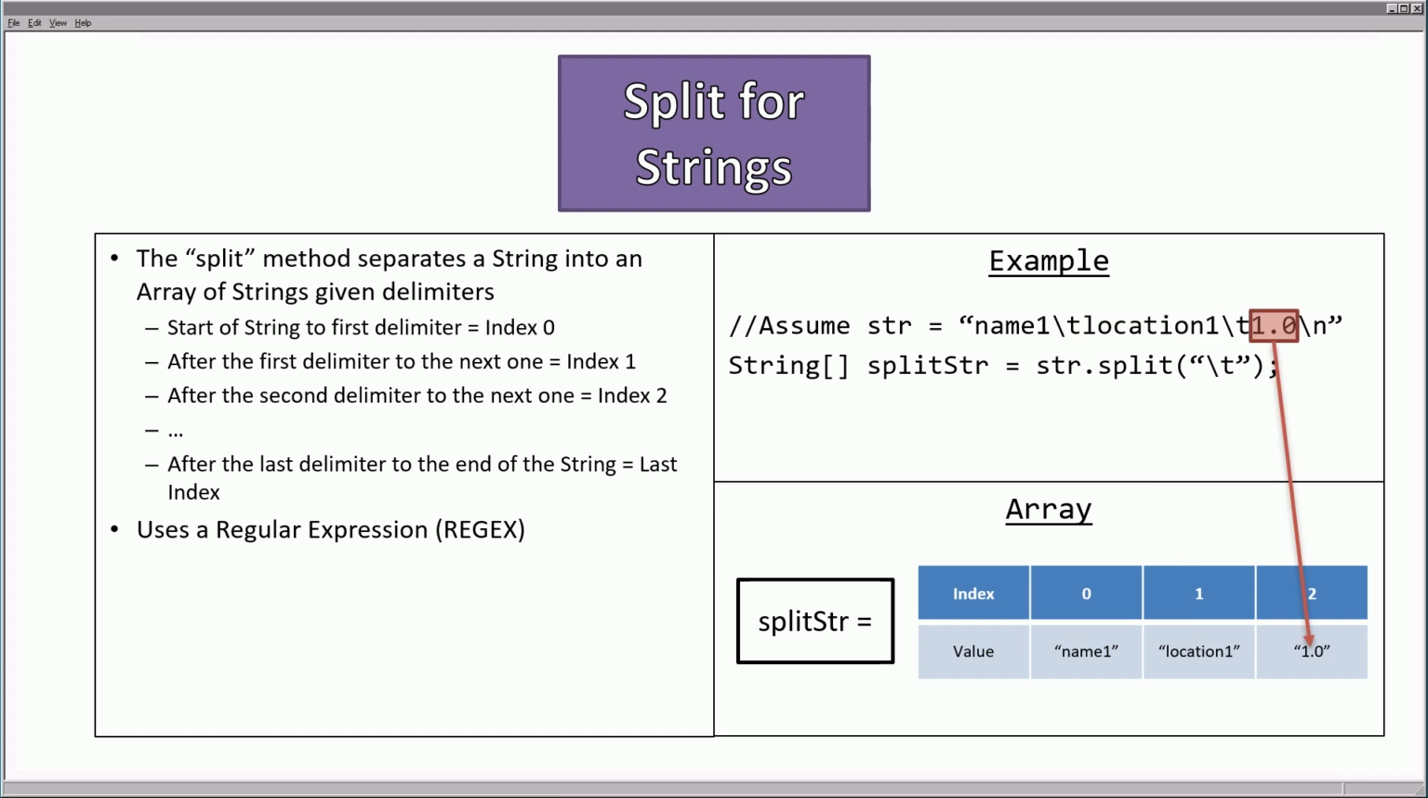Now do keep in mind that this is a double value, but this is inside of a string. So this indicates this is an array of strings, so this 1.0 is a string for now. We'll have to convert that later. But either way, when you call split on a string and you pass in a delimiter, it separates the information into an array, just like this.